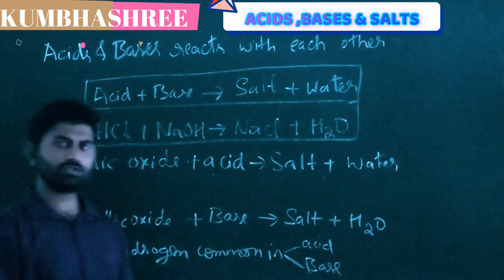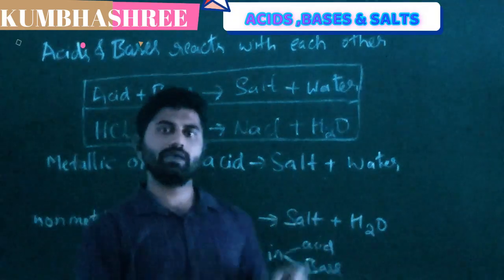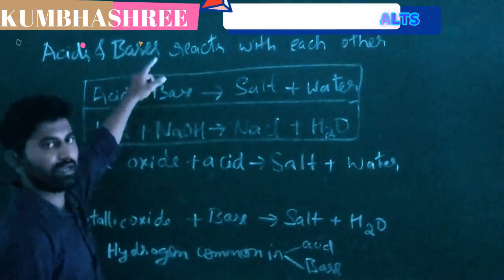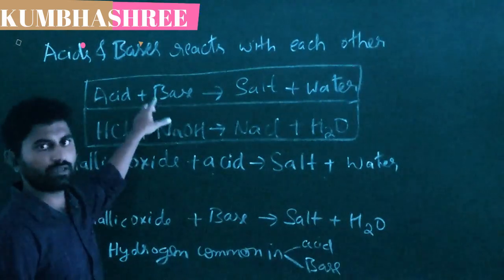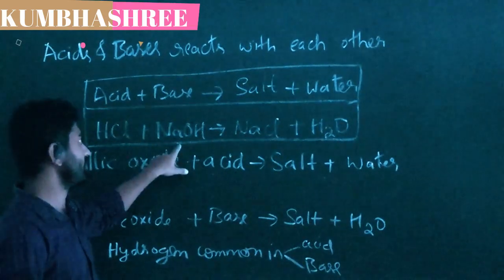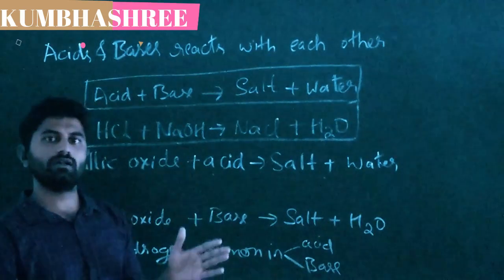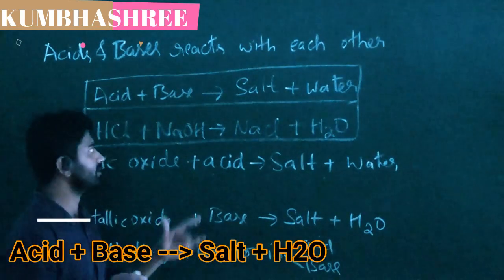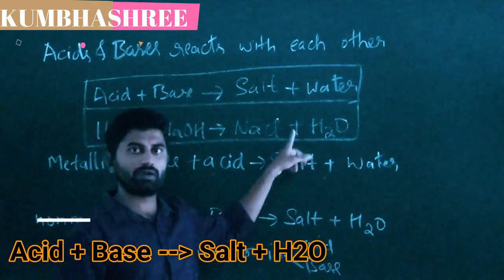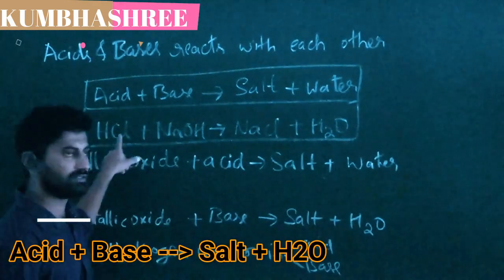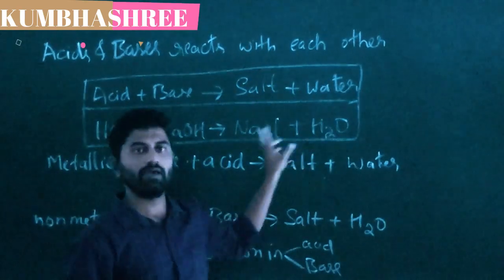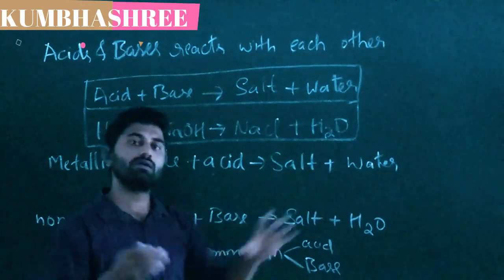Okay, now we are to study how an acid and base react with each other. Consider hydrochloric acid as the acid and sodium hydroxide as the base. What will happen when an acid and base react with each other? The products formed are salt and water. The salt is sodium chloride because we took the acid as HCl and the base as NaOH. So we will get sodium chloride plus water.